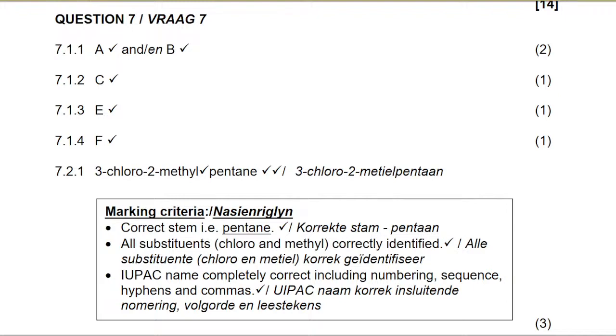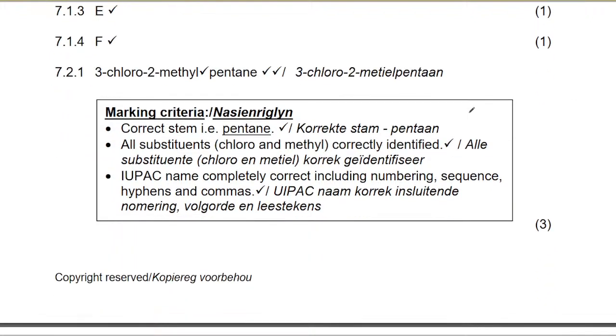So how do we mark this? Looking at the marking criteria, the stem, pentane, gets 1 mark. All substituents are there, the chloro and the methyl, they get another mark. And then the IUPAC name completely correct, including numbering, sequencing, hyphens, and commas, will be 1 mark. So firstly, the longest chain. Secondly, the chloro and the methyl get 1 mark.